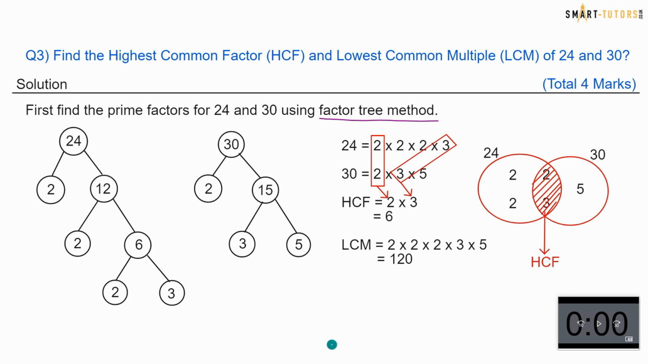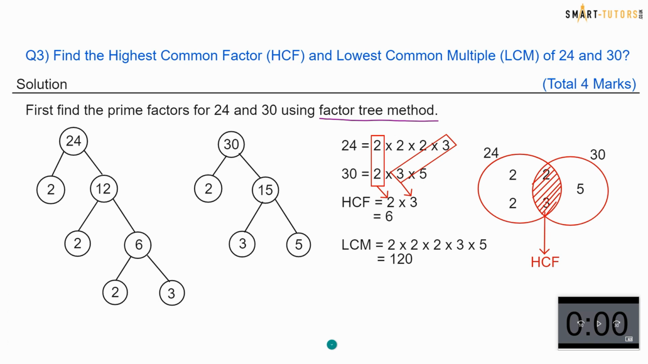For 24, the first prime number is 2. So 2 times 12 is 24. Then again 2 times 6 is 12, and 2 times 3 is 6. So the prime factors for 24 are 2 times 2 times 2 times 3. The prime factors for 30, following the same method, are 2 times 3 times 5.